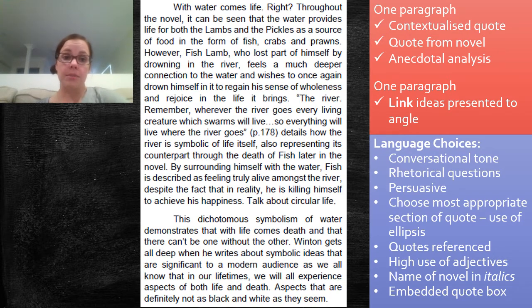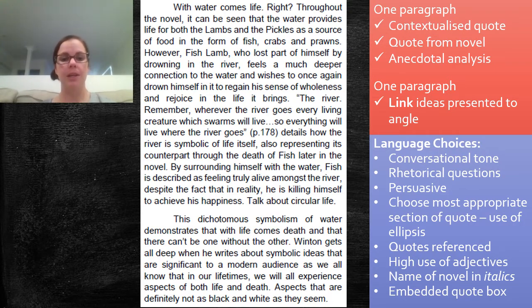So with water comes life, right? Throughout the novel, it can be seen that the water provides life for both the Lambs and the Pickles as a source of food in the form of fish, crabs, and prawns. However, Fish Lamb, who lost part of himself by drowning in the river, feels a much deeper connection to the water and wishes to once again drown himself in it to regain his sense of wholeness and rejoice in the life it brings. The river, remember, wherever the river goes, every living creature which swarms will live, so everything will live where the river goes.